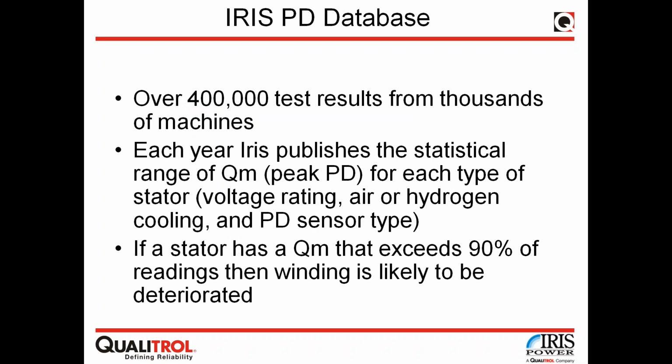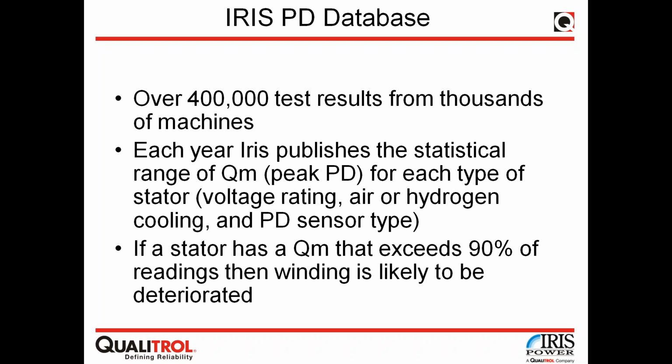Thanks to the rules we established 25 years ago when it comes to data collection, we were able to produce statistical distribution of the results. So today, IRIS has more than 400,000 test results from different machines. There are more than 10,000 machines in our database. And every year we refresh those results, providing information to the user about what kind of partial discharge amplitude can be expected in different types of machine.